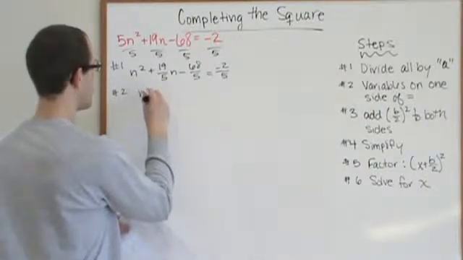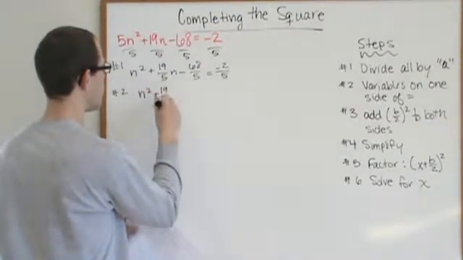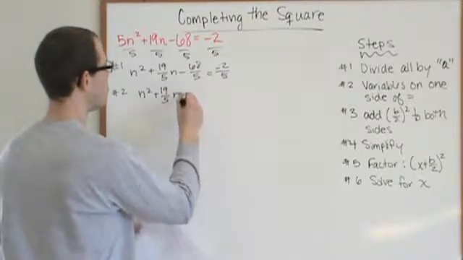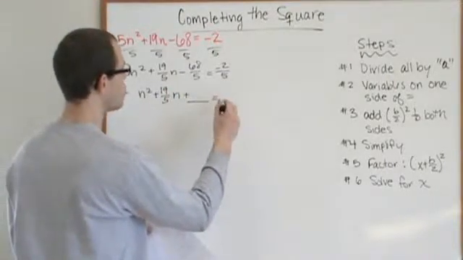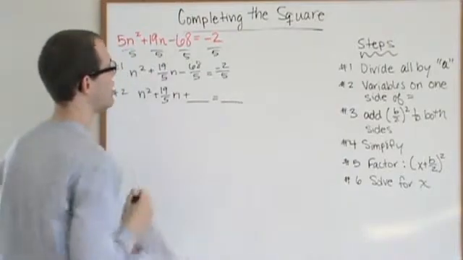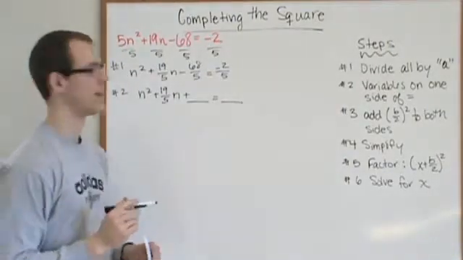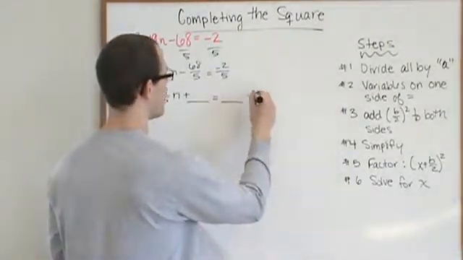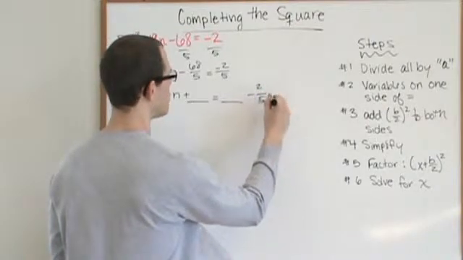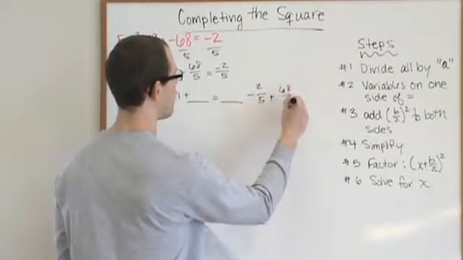Okay? Step number 2, put all your variables on one side. So n squared plus 19 over 5n plus, put in my space, equals, put in my space. Add 68 divided by 5 to the other side. So we had a negative 2 over 5 here, plus 68 over 5.